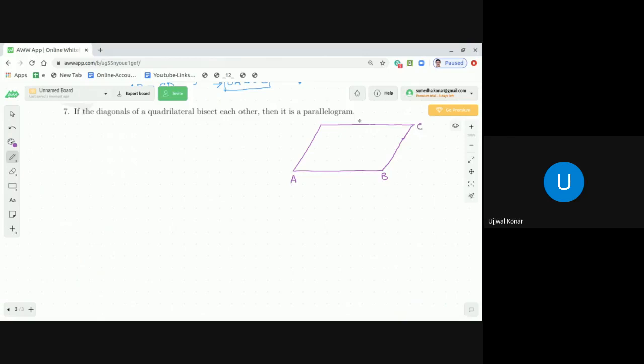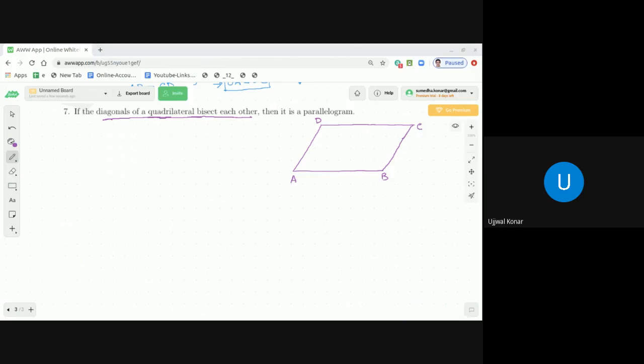And if I do not give it the shape of a parallelogram, then the statement that the diagonals of a quadrilateral bisect each other will not be meaningfully established in the diagram. If I take a very generic quadrilateral and draw the diagonals, you'll see that they are not bisecting each other. So that will not be a good way of proving, right?